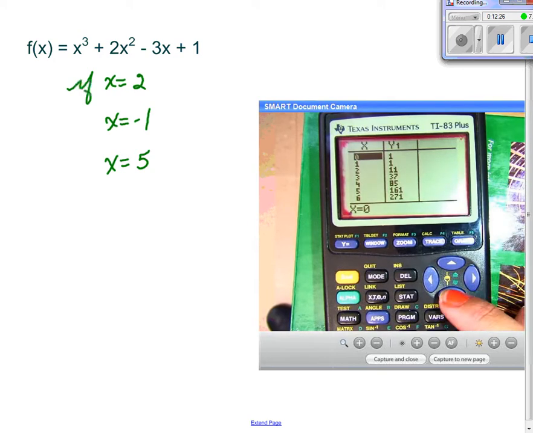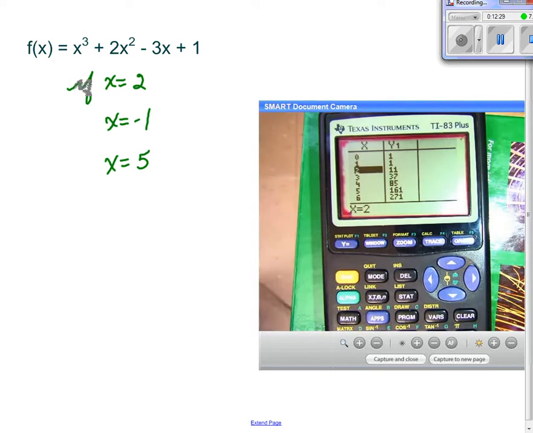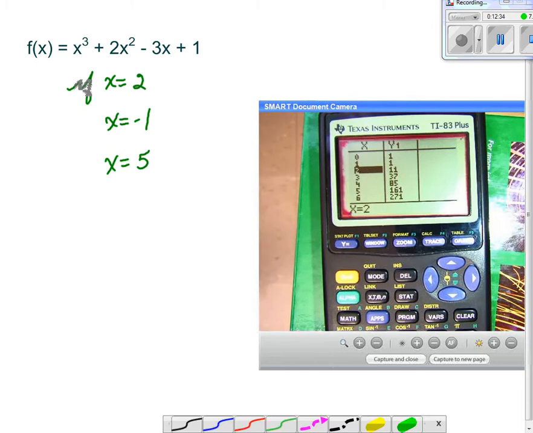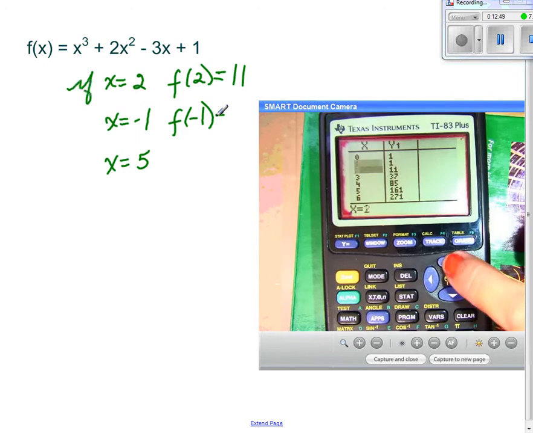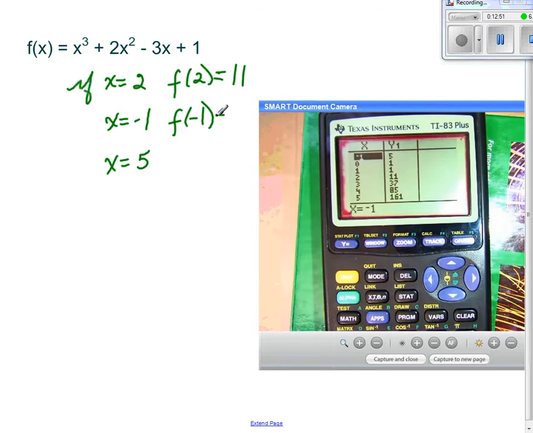If I scroll down to x equals 2, I have my value 11. There we go from the table. f at minus 1, according to that table, I would have to go backwards, so scroll upwards, is 5, which is what we calculated. When x is 5, it's 161, and I wouldn't want to be doing that by hand.